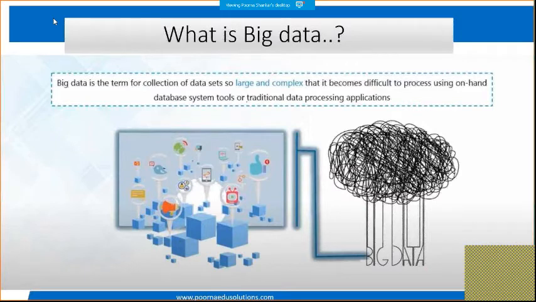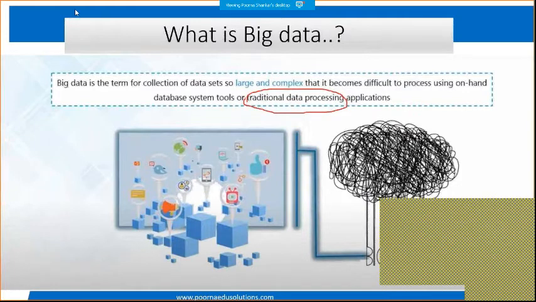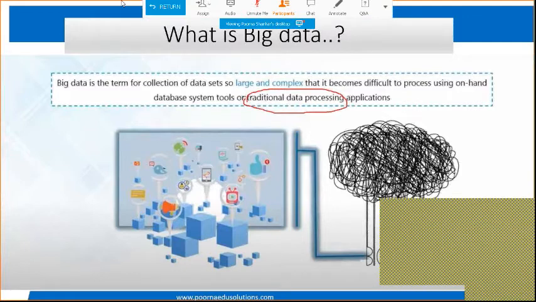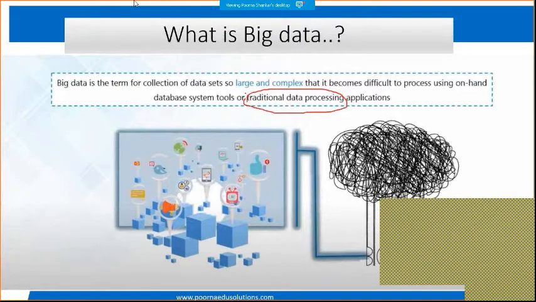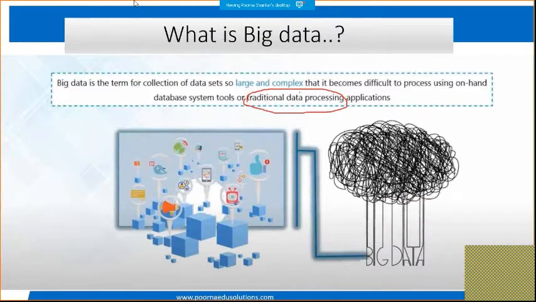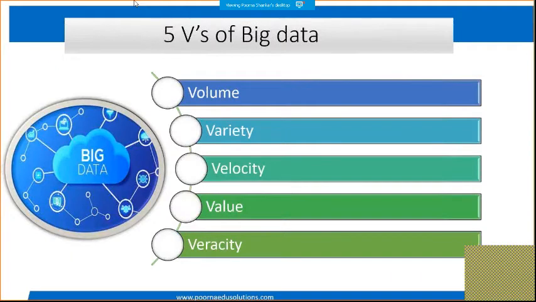Unstructured data cannot be handled by the traditional database applications. The traditional applications, as I said, could be SQL Server or Oracle, or any of the database technologies that Microsoft is using, right?